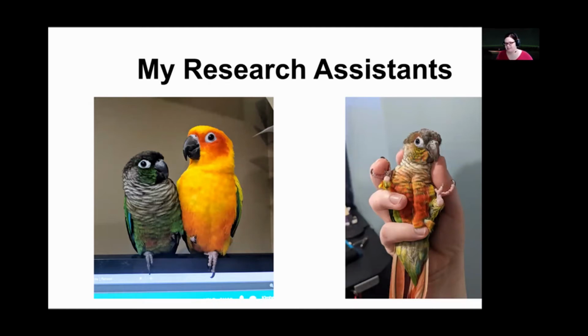So just in case you're wondering, I have 2 green cheeks. This guy here is Link, he's a green cheek. And this is Starbuck, he is also a green cheek. He's just a slightly different color morph. Him and Link get along. Our sun conure, Chic, does not get along with this green cheek, just to make it all complex. So you usually only see 1 or 2 at a time because I have to separate them.